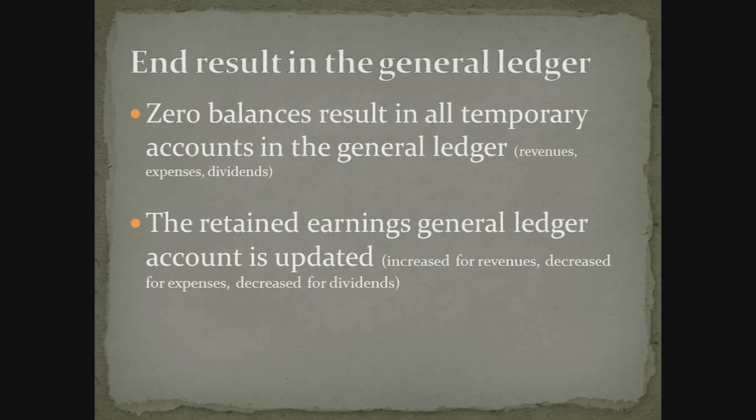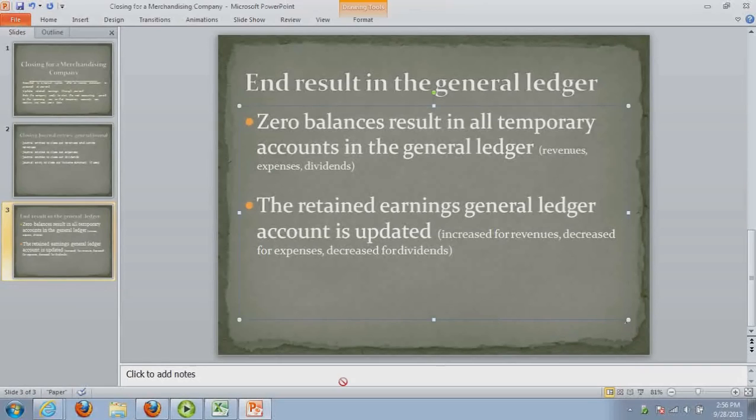The end result is in the general ledger, your same ledger you used before. Your temporary accounts should all have zero ending balances. That's why we need them zeroed, because we start all over again next year. And during the year, we did not debit or credit retained earnings. So now, with closings, we have finally updated the retained earnings account for those temporary accounts. So let's go ahead and take a look at our problem and go from there.